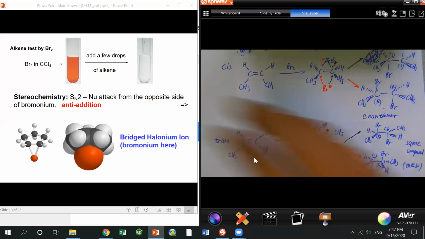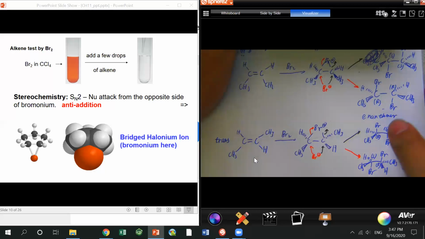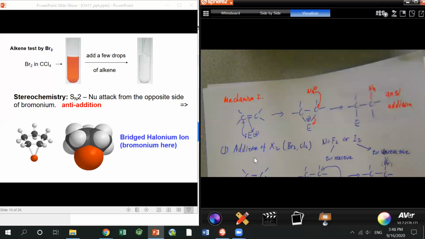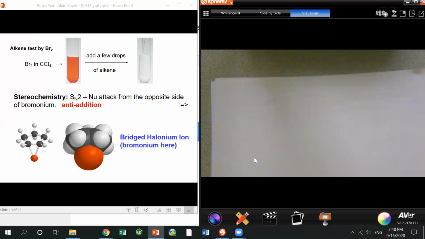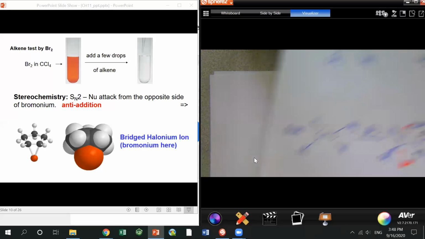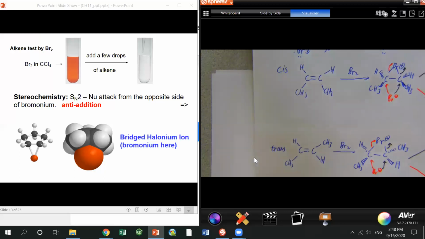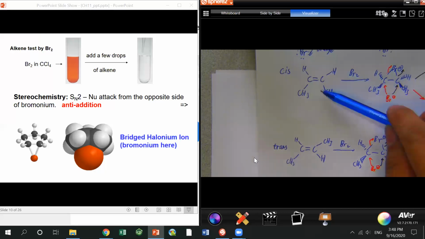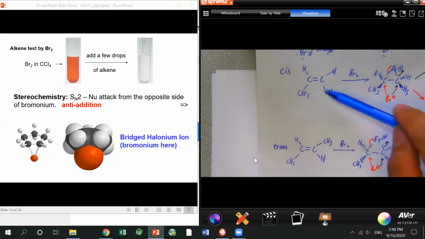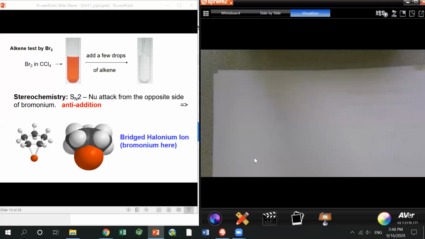All right, so that's here, and that's the hard part. Let me give you more examples. Here I showed you a symmetrical alkene, where the two carbons have the same attachment. But if it comes to an unsymmetrical alkene, it's a little bit of a different story.